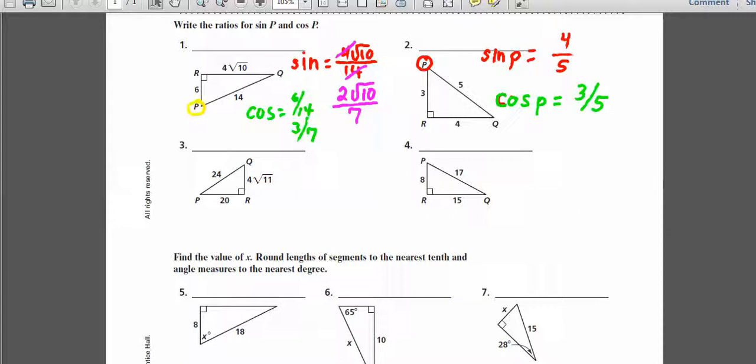Alrighty. Down here for number 3, my sine of P, and this is my P right here, it's going to be the opposite, which is 4 times the square root of 11 over my hypotenuse, 24. And again, we're going to have to do some simplifying because both 4 and 24 have a common factor of 2. So we'll make that 2 times the square root of 11 over 12. Oh, oops, sorry, I could have factored that better than that. What was I thinking?